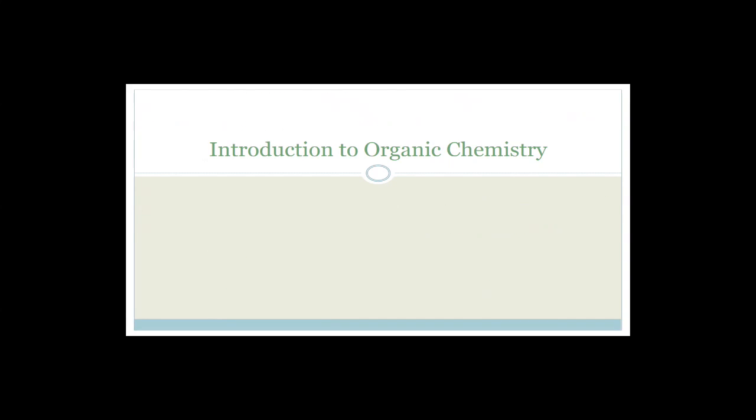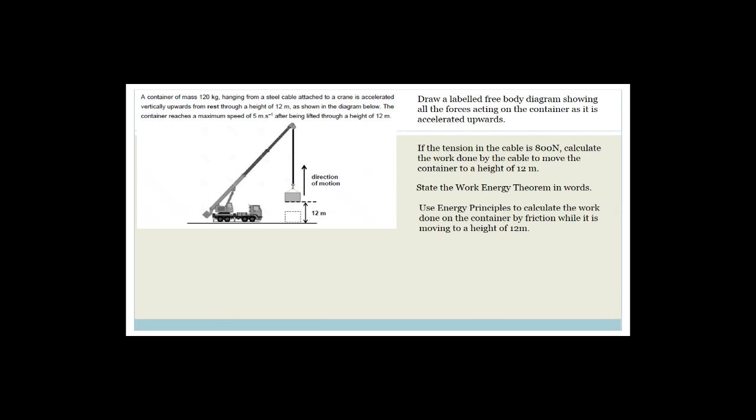Right, I think this is definitely the last question before we hit organic chemistry. I'm quite excited. Okay, so let's have a look at this question. It says, a container of mass 120 kilograms, let's write that in, 120 kilograms, is hanging from a steel cable attached to a crane and it's accelerated vertically. So there is an acceleration.